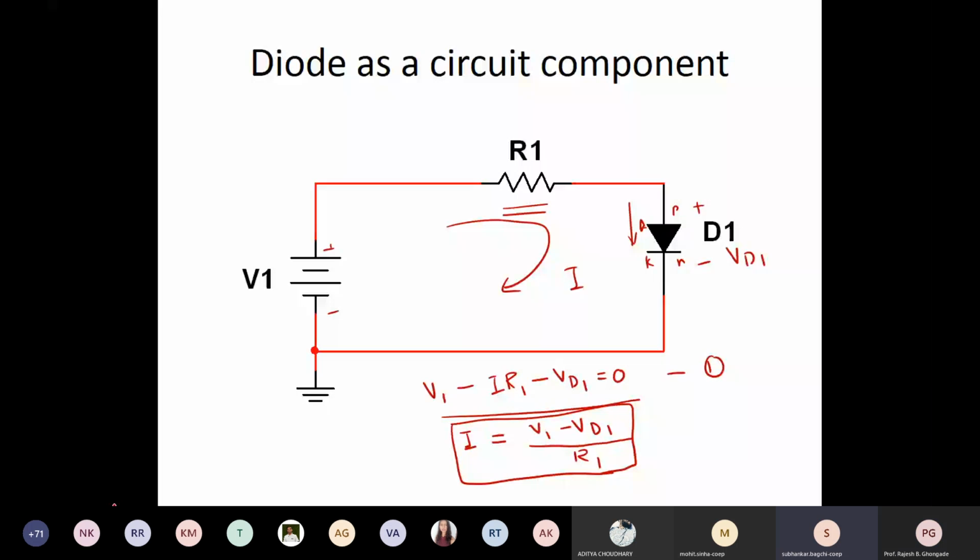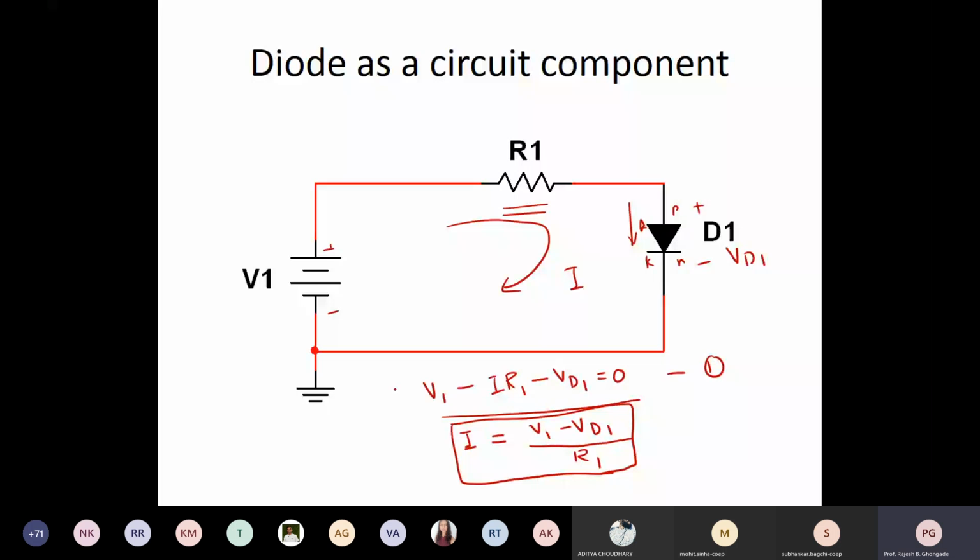Sir, that VD1 is dependent on the material of the diode. Like if it is germanium, it is 0.3, or silicon, it is 0.7. Of course, I'm not at all denying that. As I said, cut-in voltage. When I described cut-in voltage, I said that for germanium it was 0.3 and for silicon it is 0.65. That is nothing but the forward voltage drop.